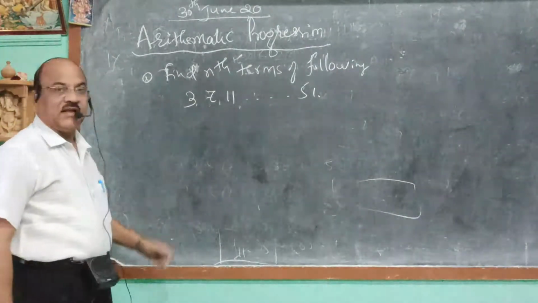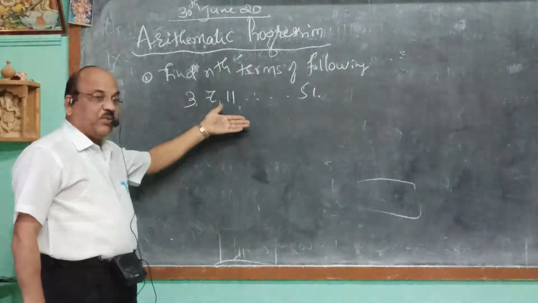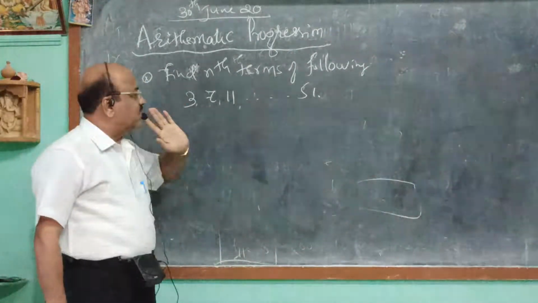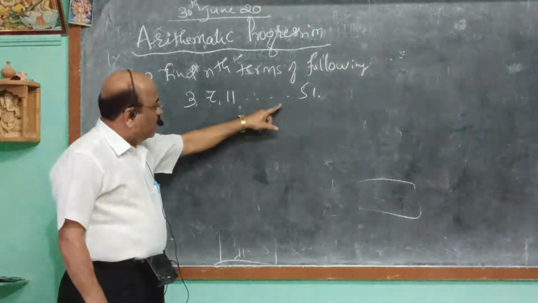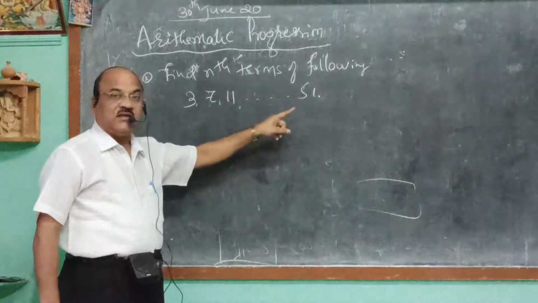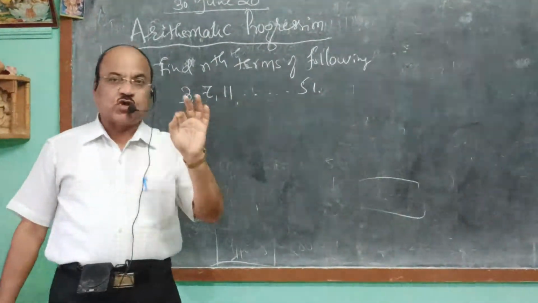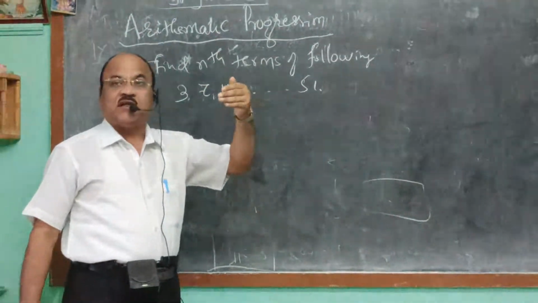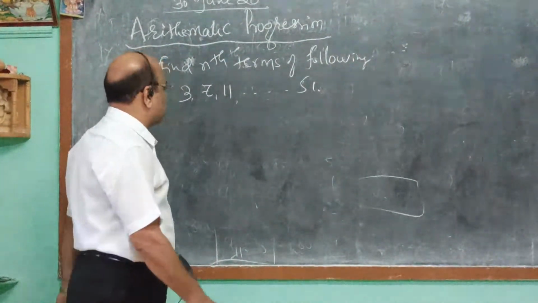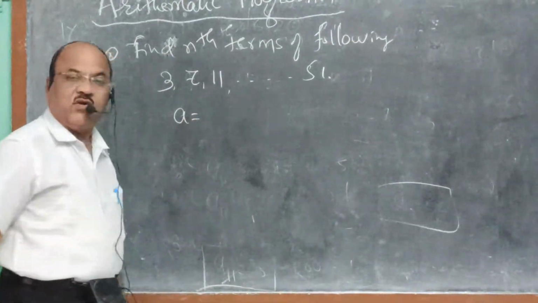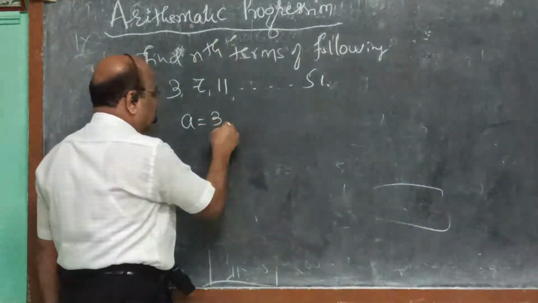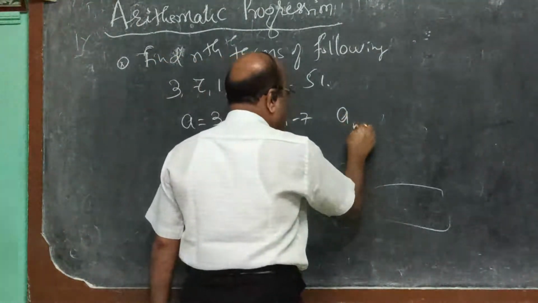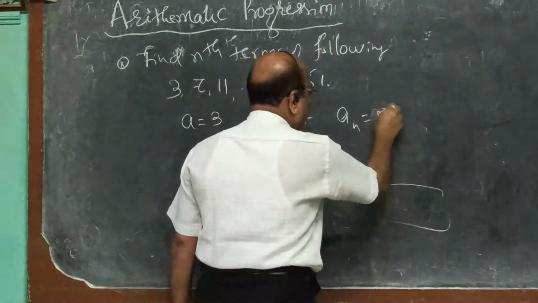Now I have taken another example. There is a difference between the previous example and this example. Can you identify it? Yes, you are right. In the previous example, the number of terms was given, but here they have given the last term. So our job is to find out which term this last term is, that means how many terms are there in this progression. So first we have to extract the things: a equal to 3, d equal to 11 minus 7, that is 4, and this is an, that is 51.